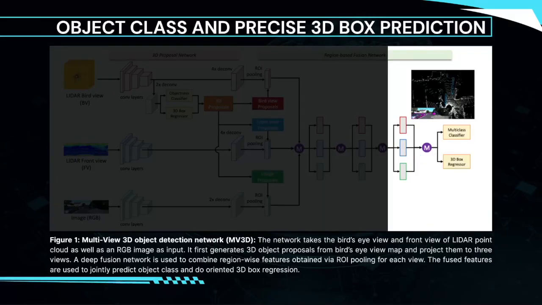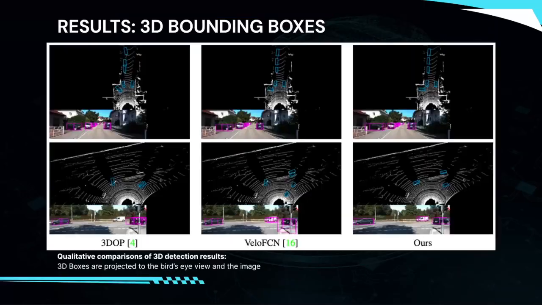Object class and precise 3D box prediction. The fused features go through a multi-class classifier and a 3D box regressor. These help answer the questions: what is the object, and where is this object exactly?